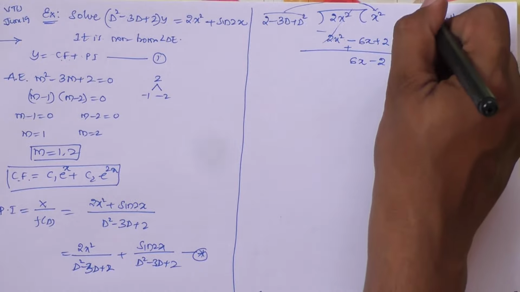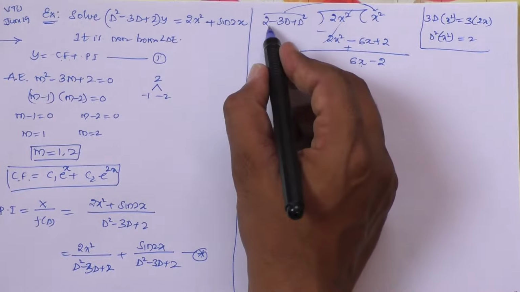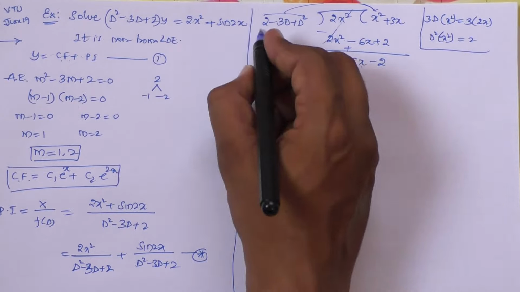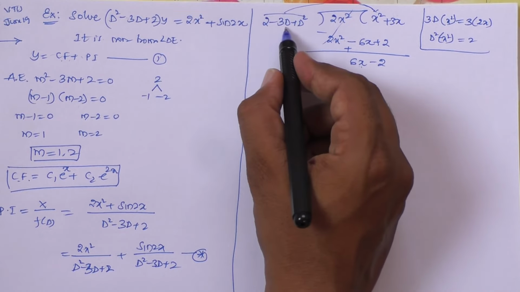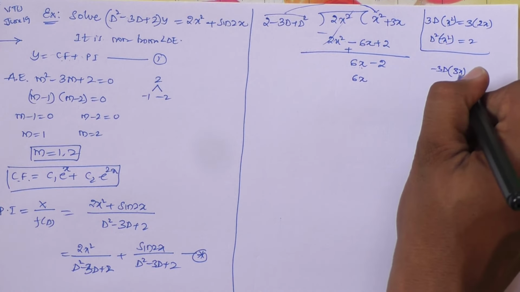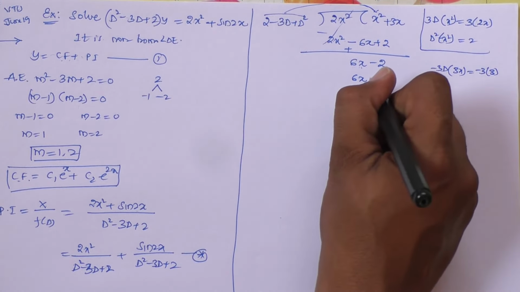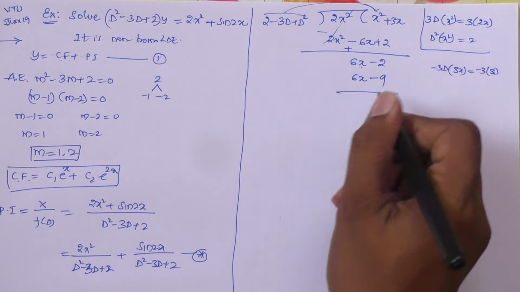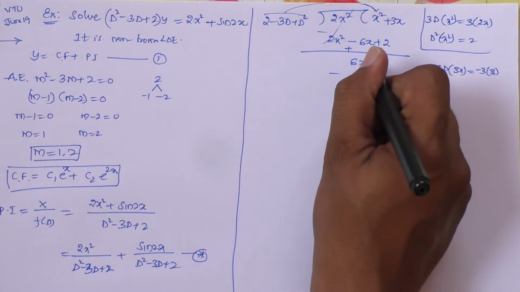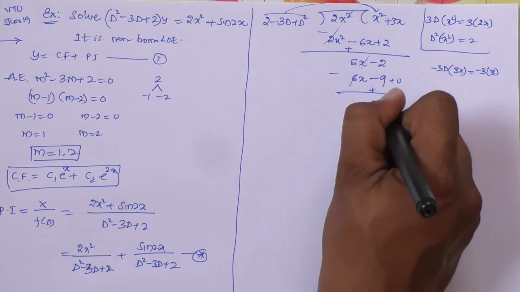Now let us choose another quotient. Here 6x has to be eliminated. 6x divided by 2 is 3x. So multiply all terms by 3x. 2 into 3x is 6x, minus 3D into 3x. The differentiation of 3x is 3, so minus 3 into 3 is minus 9. D square of 3x is 0. So minus of minus 6x, 6x cancels. Minus of minus gives plus 9, minus 2, so we get 7.